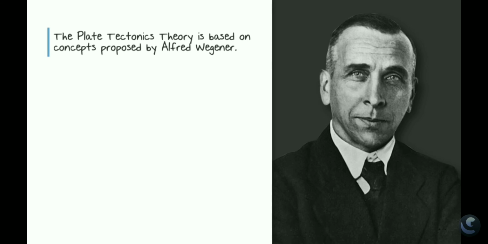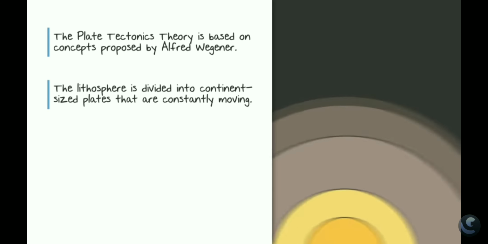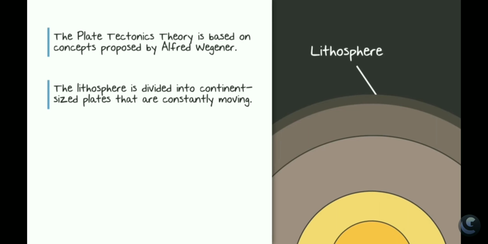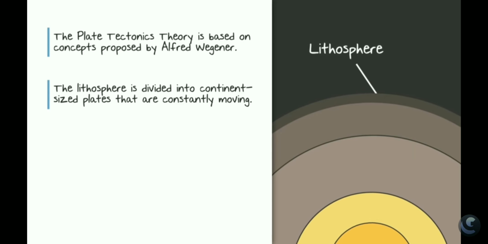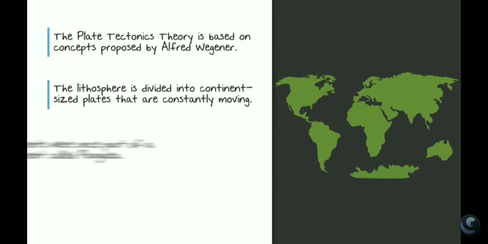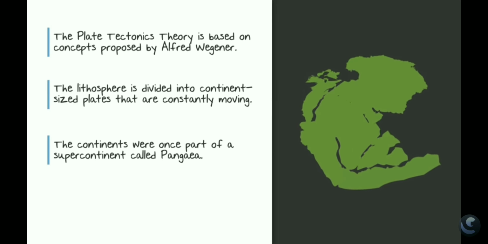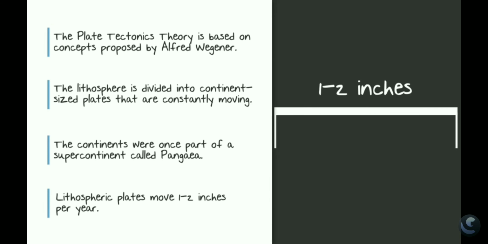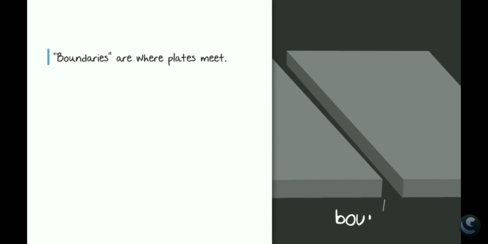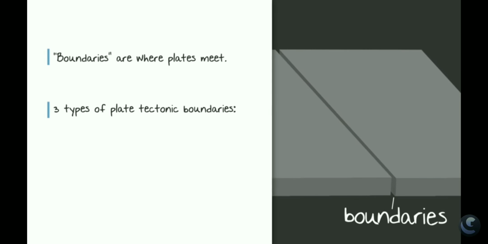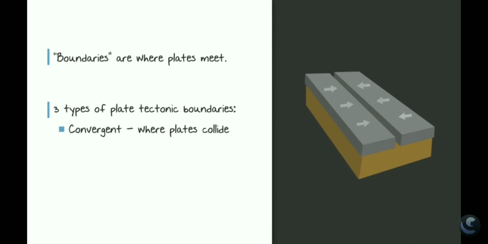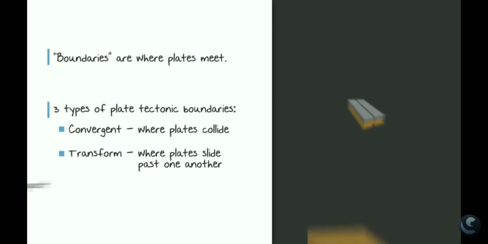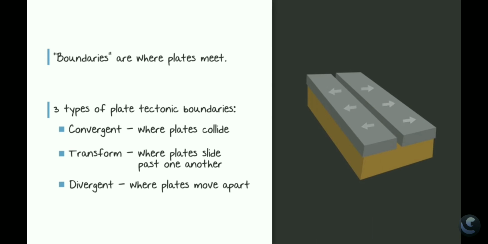So in review, the plate tectonics theory is based on concepts first proposed by Alfred Wegener in the early 20th century. It states that the Earth's outer mechanical layer, the lithosphere, is divided into large continent-sized plates that are always moving, leading many scientists to believe the continents we know today were once part of a supercontinent called Pangaea. These plates move 1 to 2 inches per year. Where they meet is called boundaries, and there are 3 different types. Convergent boundaries, where plates collide, transform boundaries, where plates slide past one another, and divergent boundaries, where they move apart.